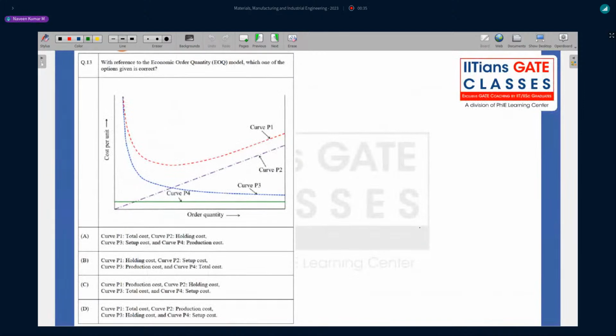In the first question, this is a 1 mark question, of course. If you have attended our classes, we have clearly mentioned this is one of the important questions. Even in assignments, we have given this question. But here they were asking which one of the following is true. It's a very easy question.